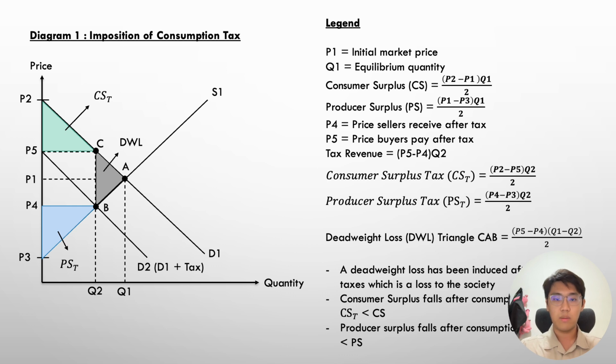The tax revenue of the government can be found using the formula P5 minus P4 times Q2. It can also be seen that there will be a decrease in both consumer and producer surplus, and this is due to the fact that the goods are not traded at optimal price. This means that the transaction before the tax was introduced was much more beneficial for both consumers and producers. To conclude, consumption taxes do indeed have a significant impact on consumer and producer welfare, as it leads to a reduction in both consumer and producer surplus and also creates a deadweight loss in the market.